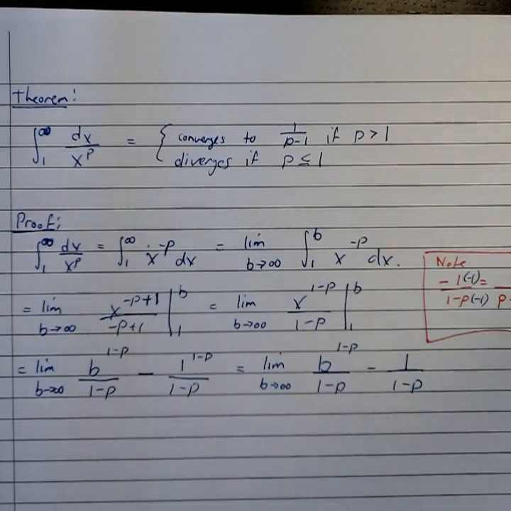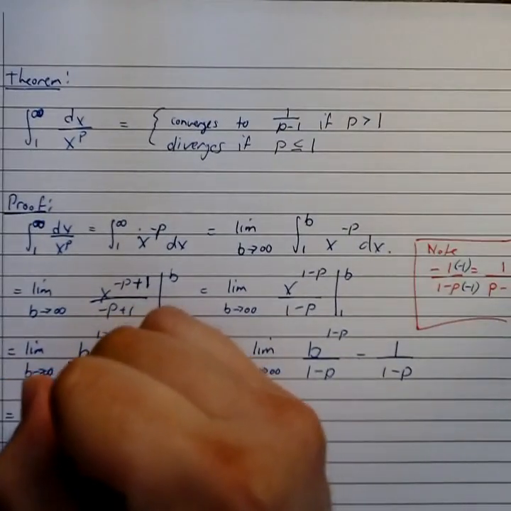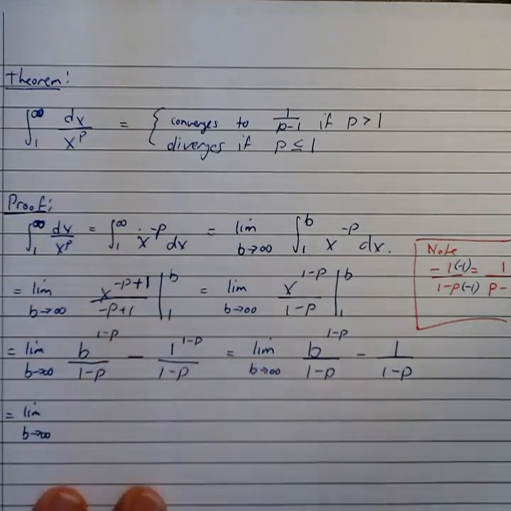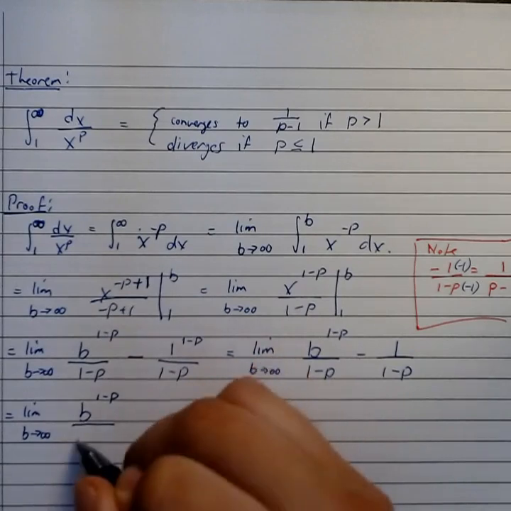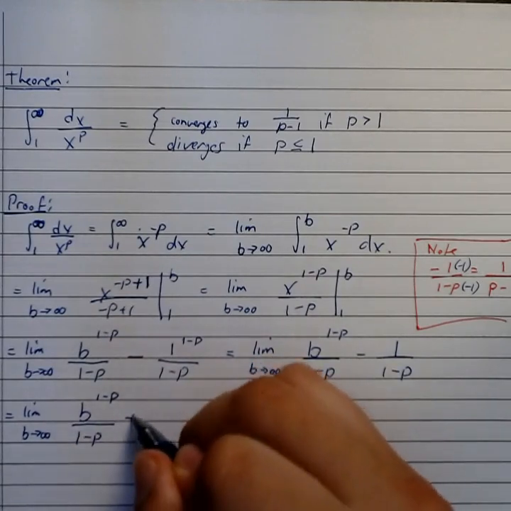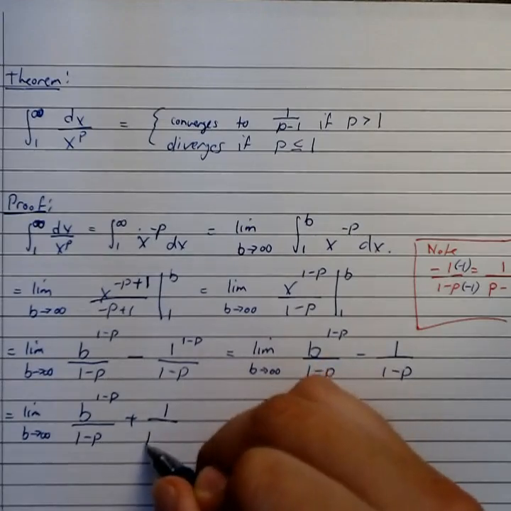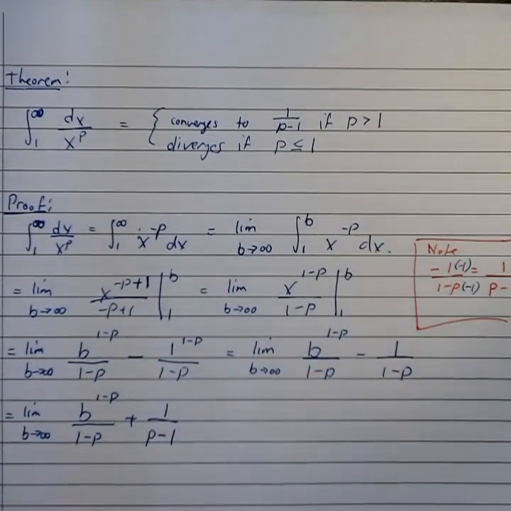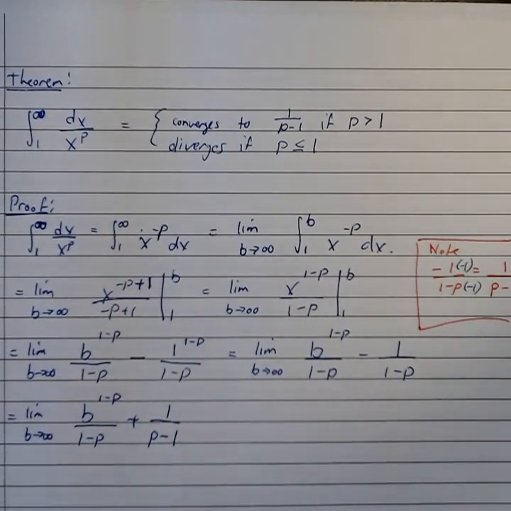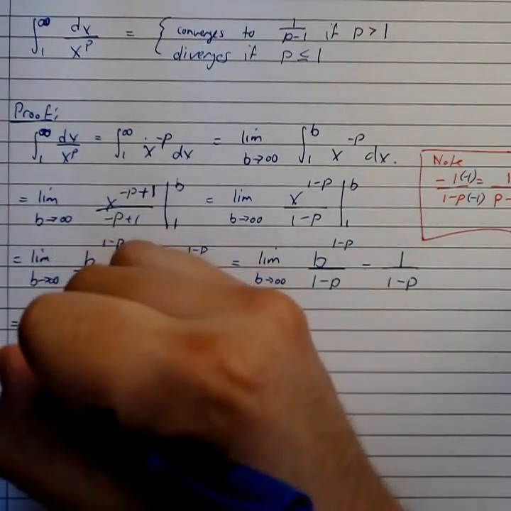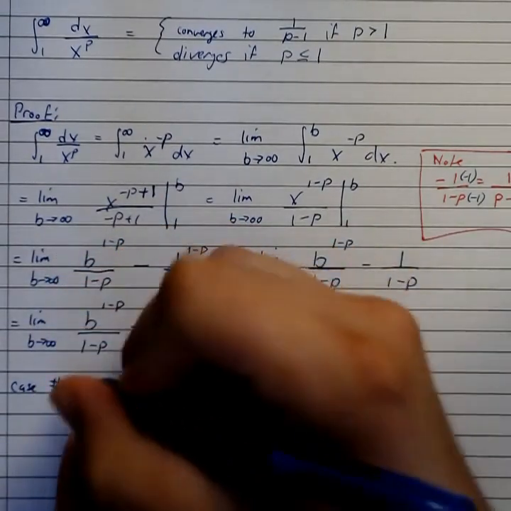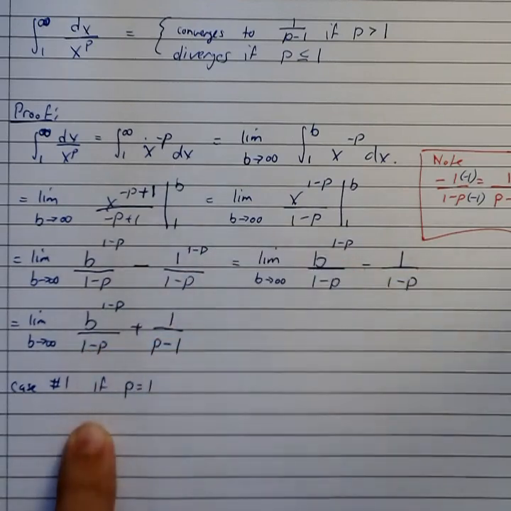So here that's going to be equal to the limit as b approaches infinity of b to the 1 minus p over 1 minus p plus 1 over p minus 1. Now let's go ahead and take the limit. Well, it depends on what p is. Let's separate this into a few different cases. First of all, case number 1. What happens if p is equal to 1?